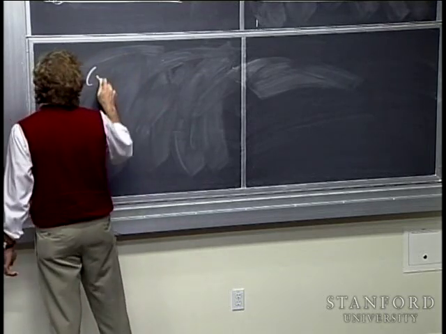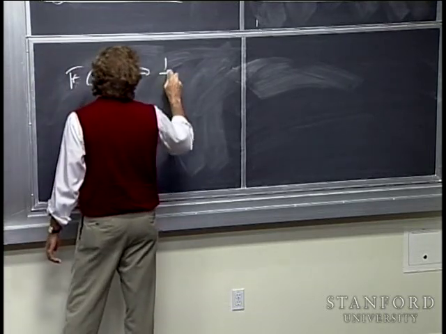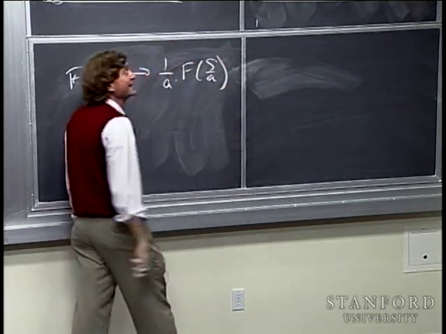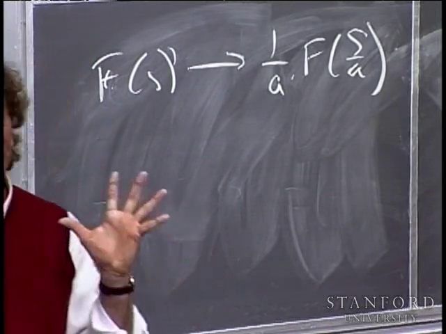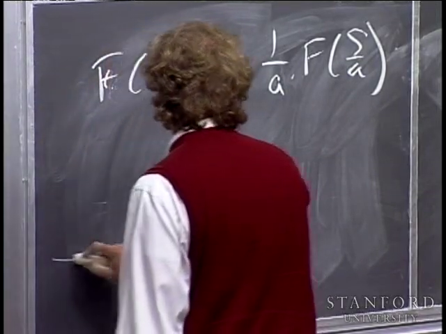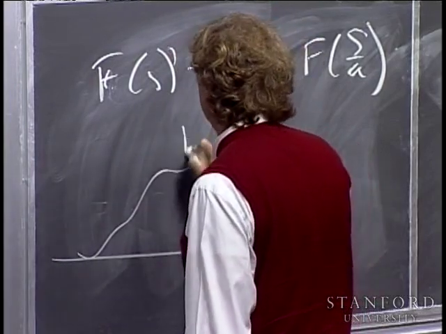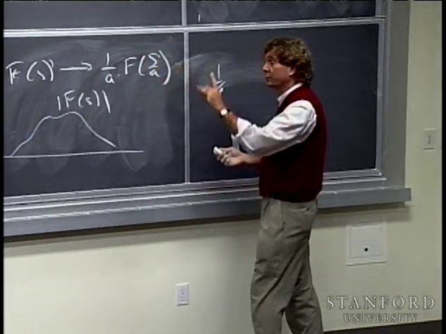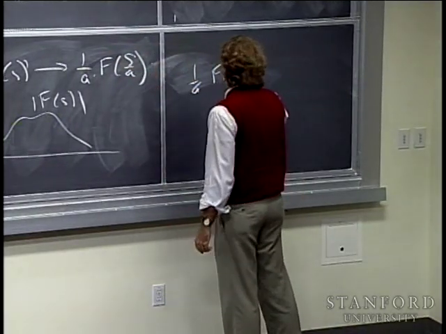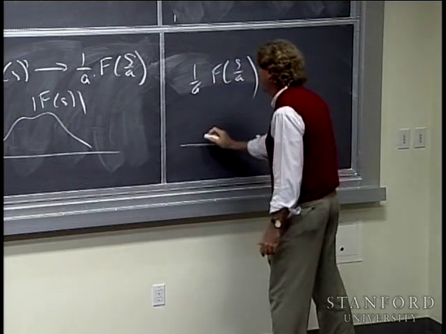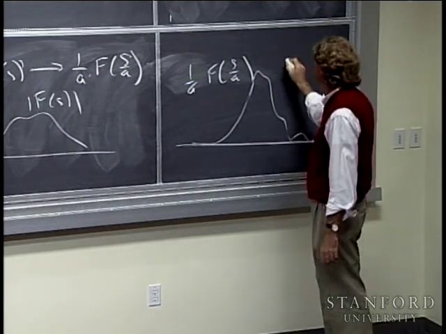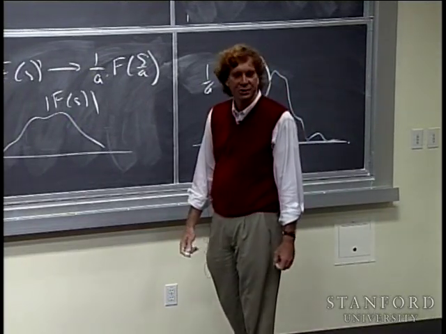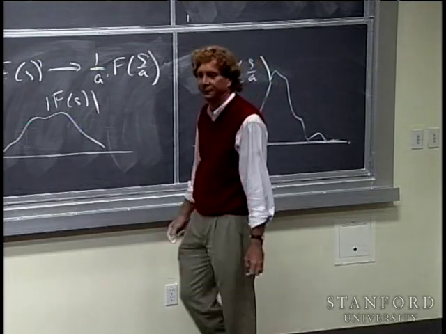So again, the original Fourier transform goes to 1 over a, f of s over a, where a is positive. But if a is less than 1, 1 over a is bigger than 1, so the Fourier transform is squeezed. If this is the original Fourier transform, the absolute value of f of s, then 1 over a is going to stretch things in the vertical direction because 1 over a is bigger than 1. And it's going to squeeze things down, so maybe something like that. Okay? So it's squeezed and stretched.